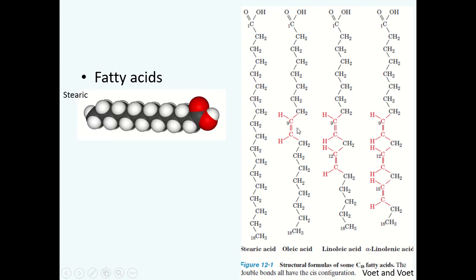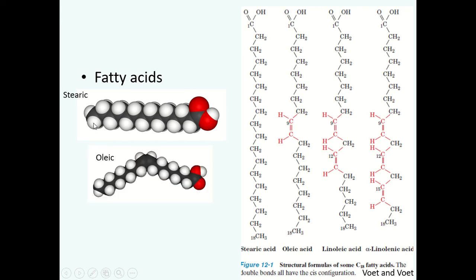This is a structural representation of stearic acid, which is a saturated fatty acid. The carbon atoms are shown by means of gray circles, hydrogens are represented by white circles, and oxygen atoms are represented in red color. So this is carbon number 1, which contains the carboxyl group, and the rest of the carbons are represented here. Since the bond angles are the same, you can see that this molecule is a straight chain structure. The next one represented here is oleic acid.